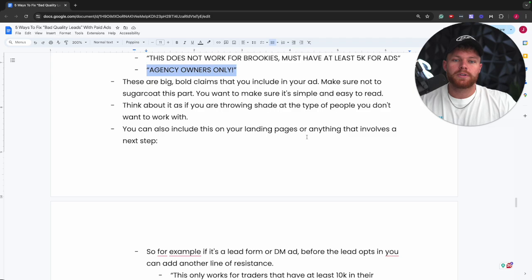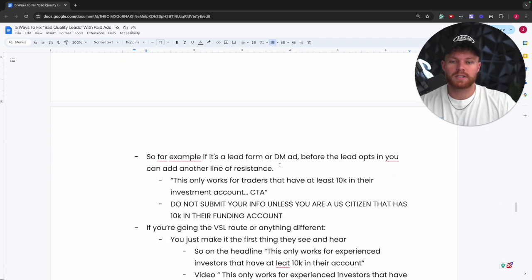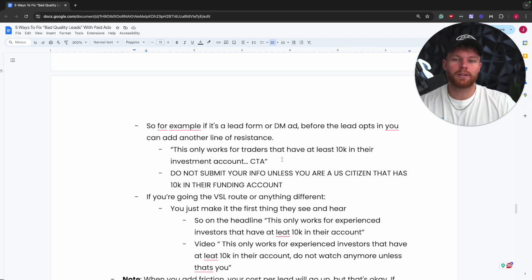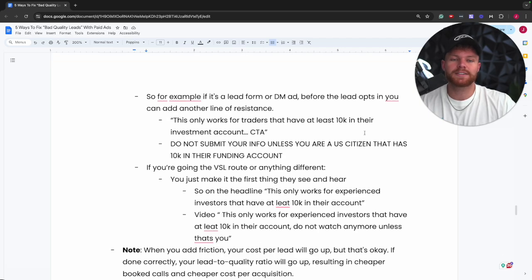You can also include this on your landing pages or anything that involves the next step. For example, if it's a lead form ad that you're running or a DM ad, before the lead opts in, you can add another line of resistance or friction. This only works for traders that have at least 10K in their investment account. Message me for more information, or fill out your information and I'll have my team reach out.